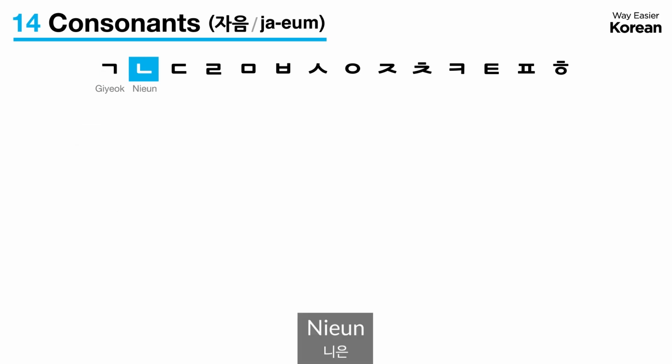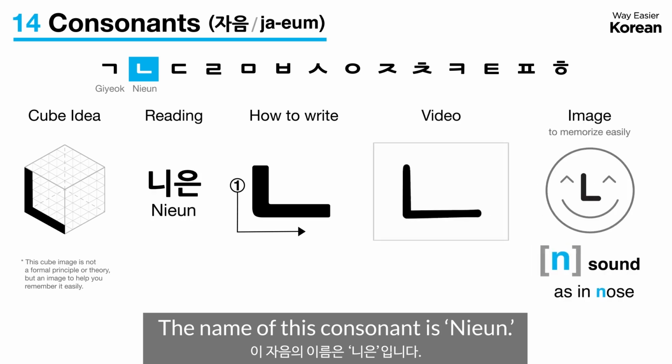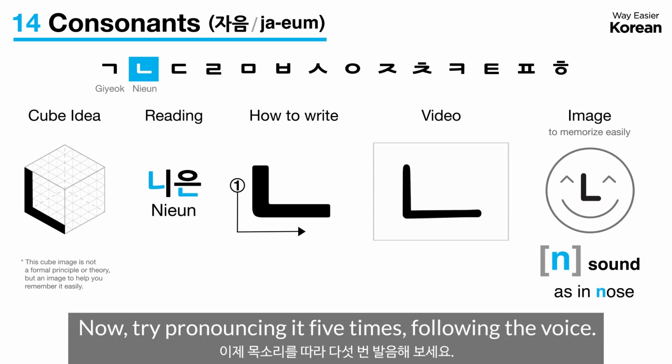니은. The name of this consonant is 니은. Nieun is the same N sound you make when you pronounce nose. Now, try pronouncing it 5 times, following the voice.